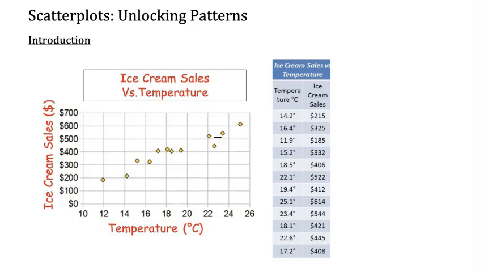Now, each point on the scatter plot matches up with a row in this table. So, for instance, on a day that had a high of 14.2 degrees Celsius, the ice cream sales were $215, and that matches up with this point here. So there's two numbers make 1 point.